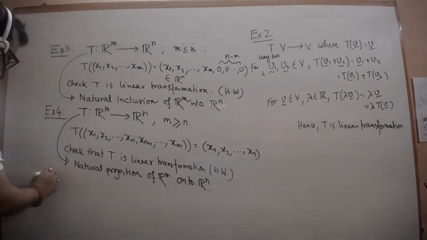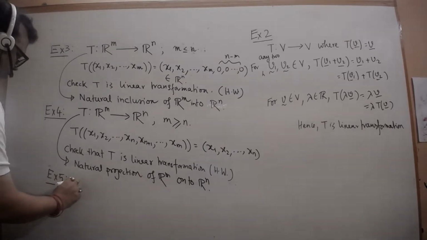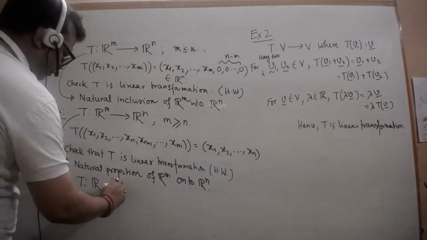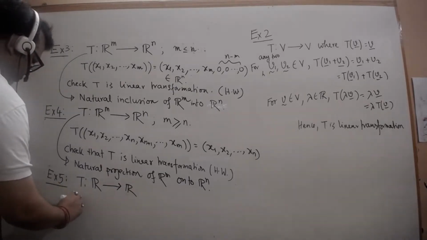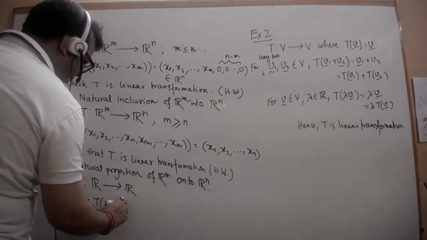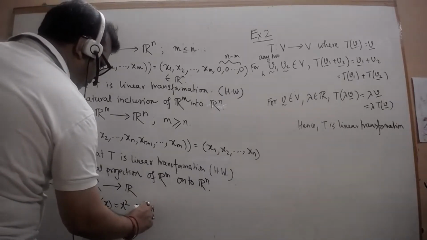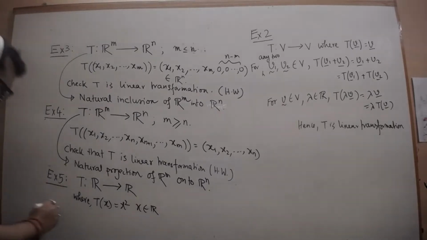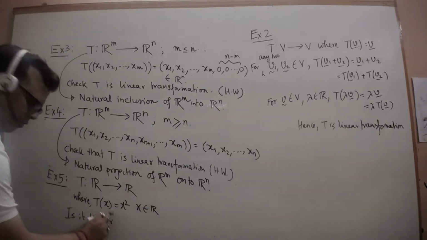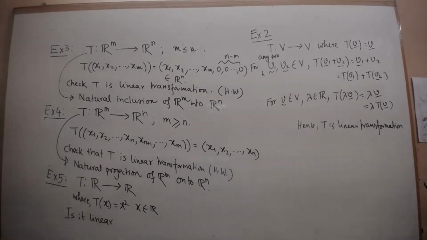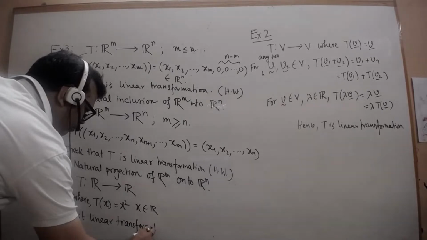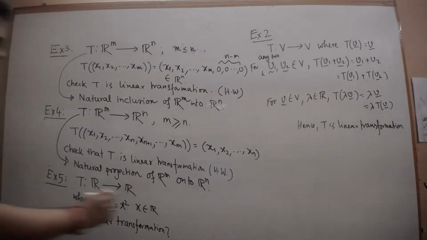Another example. T from R to R, where T(x) equals x square, x belonging to R. Check whether it is a linear transformation. This is another homework.